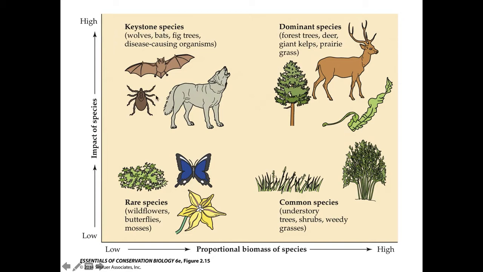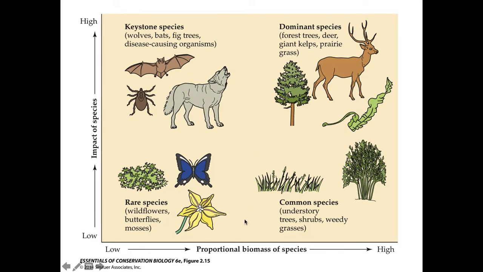Another species that we just talked about, or a group of species, is the keystone species. So they have high impact, just like dominant species, but there's very low biomass. So things like bats, ticks that cause diseases can control different populations, and then predators like wolves.